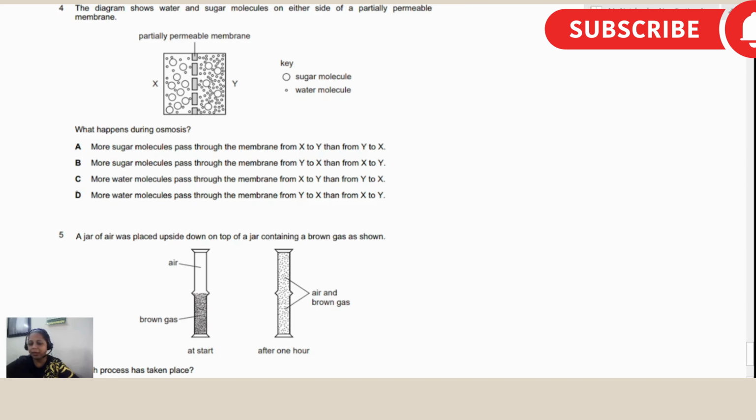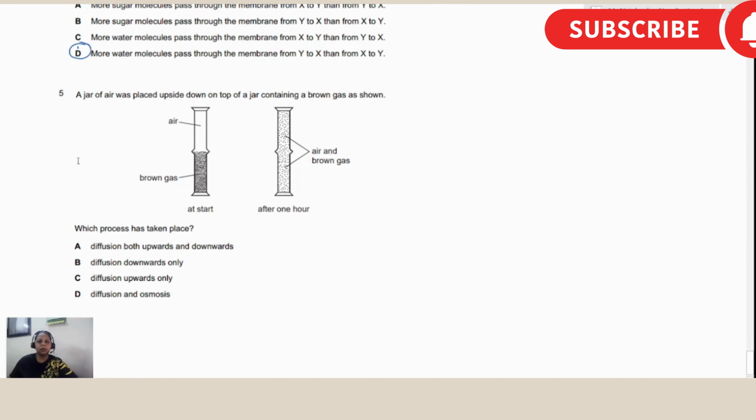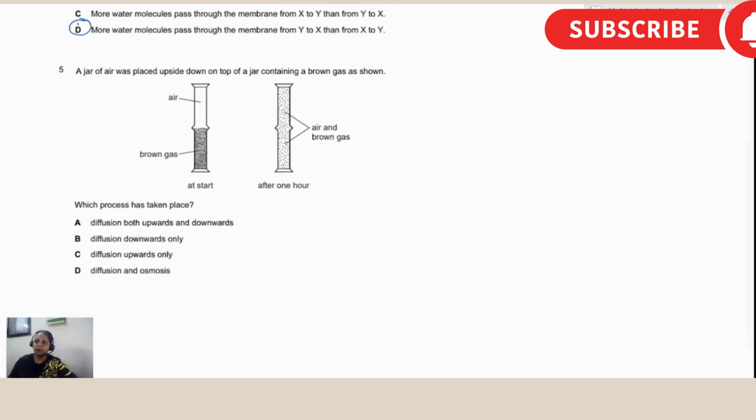So which option is correct? Y to X, then from X to Y. Okay. Then a jar of air was placed upside down on top of a jar containing a brown gas. Now, there is no membrane in it. What process will take place? Diffusion. All options say diffusion. So which option is correct?